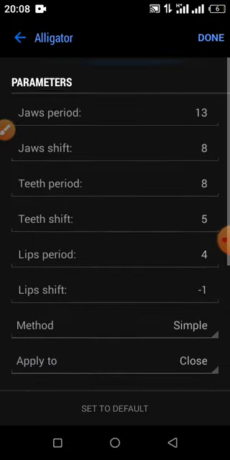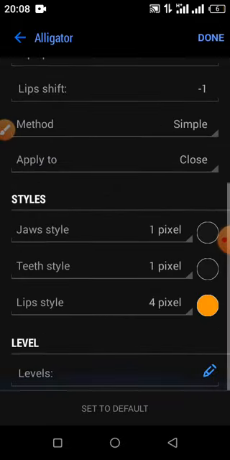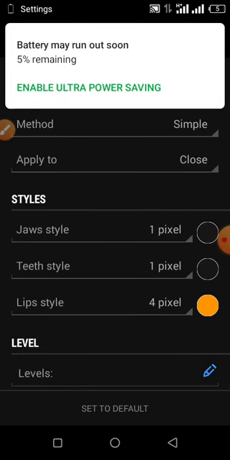So we have changed the color. With the first two alligators, we're not dealing with them, so we switch them off. By way of color, we put them in black. Then the last one is the one that we want. The period should be 4, then the shift should be -1, the method should be simple, then apply to close. Then you press done.